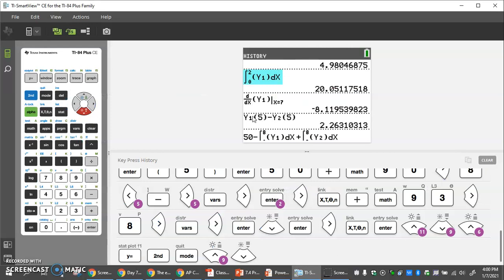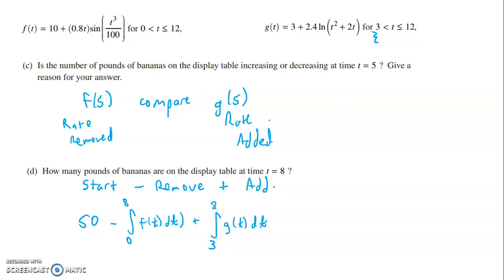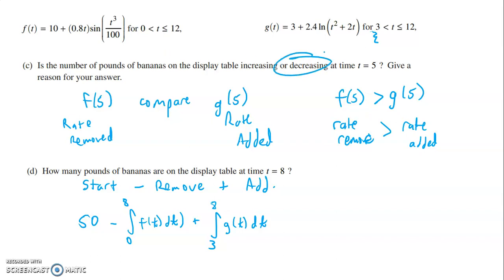All right. Is the number of pounds increasing or decreasing? So going back to the calculator, I'm going to look at f of 5 and g of 5. When I subtracted them, I got a positive value. So that meant that f of 5 was greater than g of 5. So the rate removed was greater than the rate being added. And if the rate being removed is greater than the rate being added, then the number of pounds is decreasing. And the reason would be these values. You would write down the values and say the rate removed is greater than the rate added.